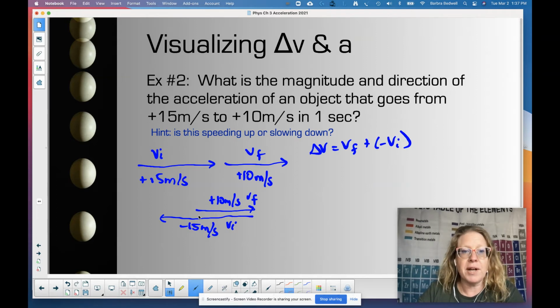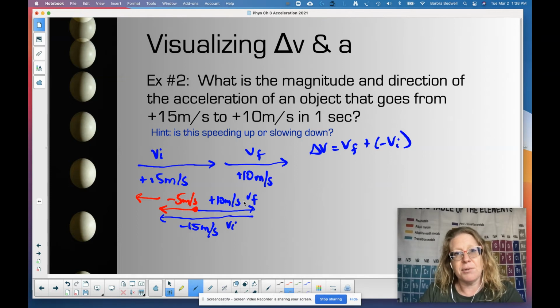Our resultant vector starts at the beginning of the first vector, which is VF, and ends at the tip of our second vector, which is VI. It's going this way. So now you can see it starts at the tail and ends at the arrow side, so it's pointing that direction. So now we can figure out the magnitude. Plus 10 and minus 15 gives us a negative 5 meters per second. The negative sign tells us it's going this direction.